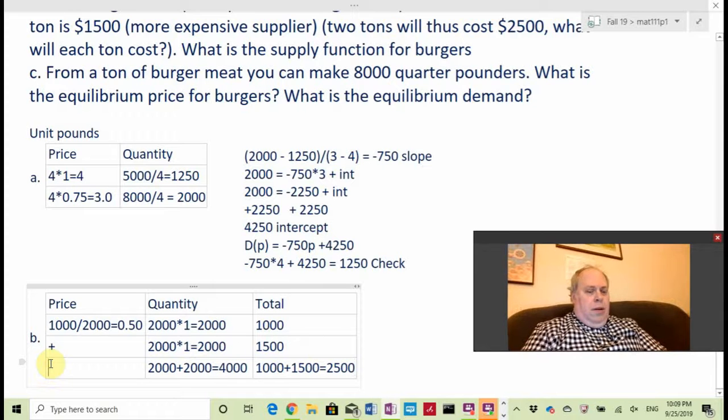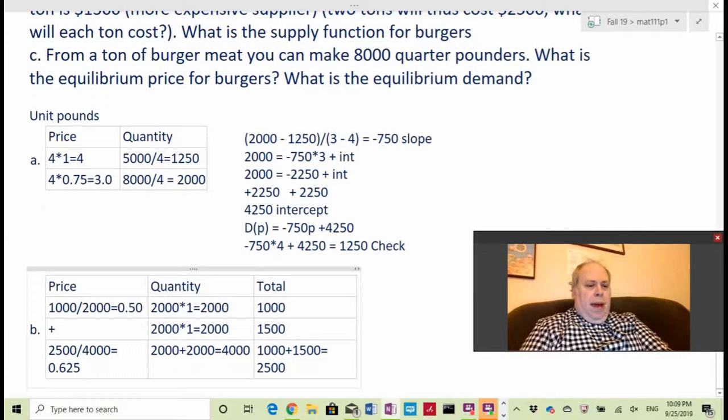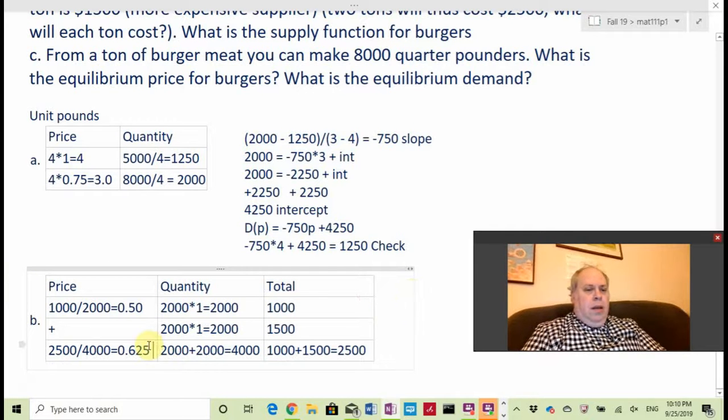So the price of a pound from buying from both the cheapest and the next most expensive guy is 2,500 divided by the 4,000 pounds. So 1 pound is going to be $0.625.